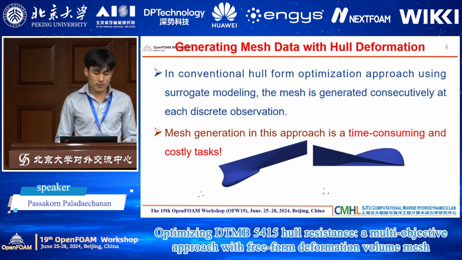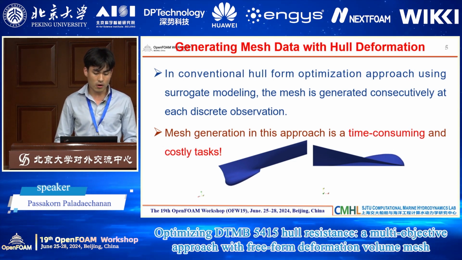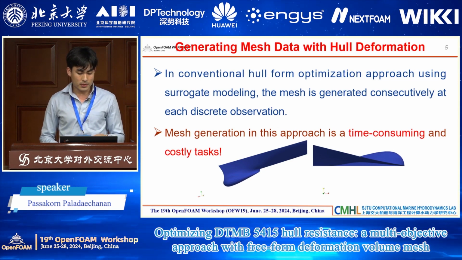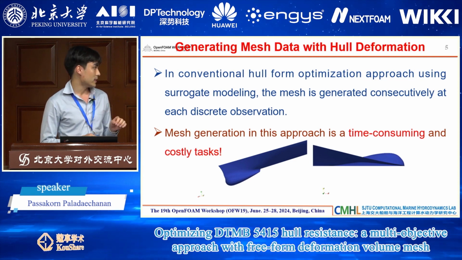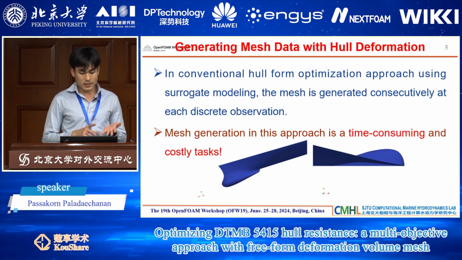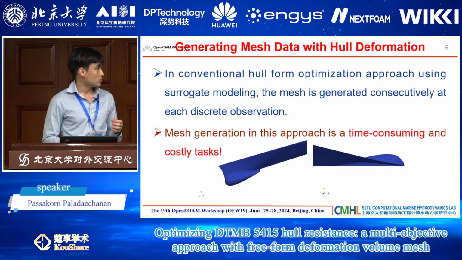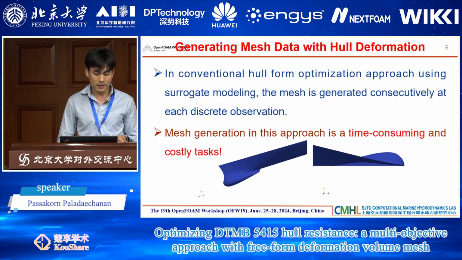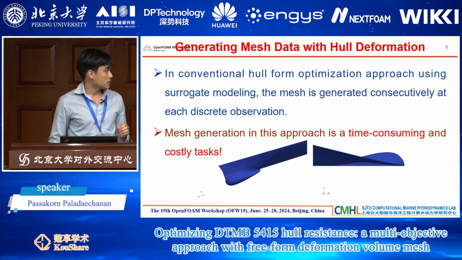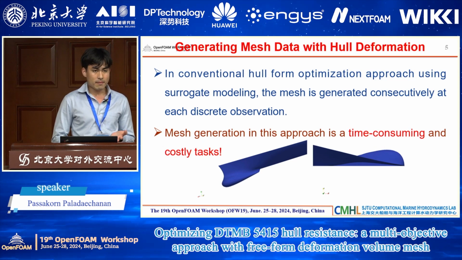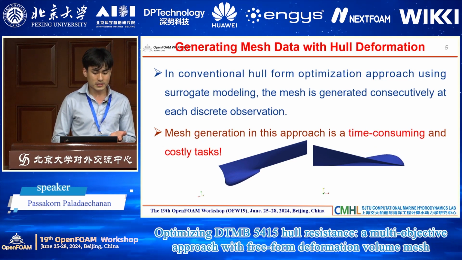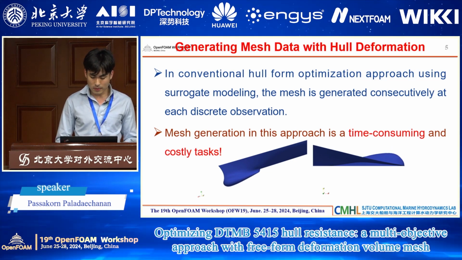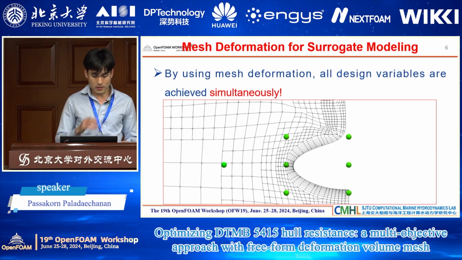For the conventional hull form optimization approach using the surrogate model, the mesh is generated consecutively. That means for each observation we need to generate the mesh individually. So this is one of the time-consuming and costly tasks. For example, if we have 100 observations, we need to generate the mesh 100 times.